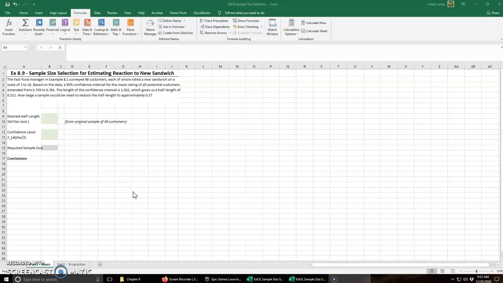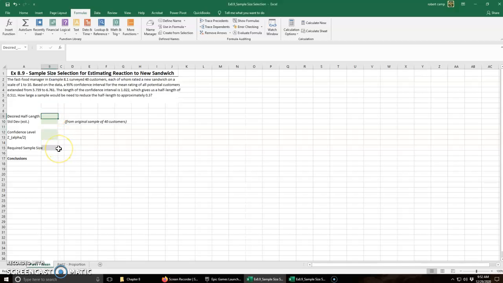If we want to reduce that confidence interval, if we want to make it smaller, we are going to have to add more people to the sample. How many are we going to need to reduce the half length to approximately 0.3? Okay, so let's get going.